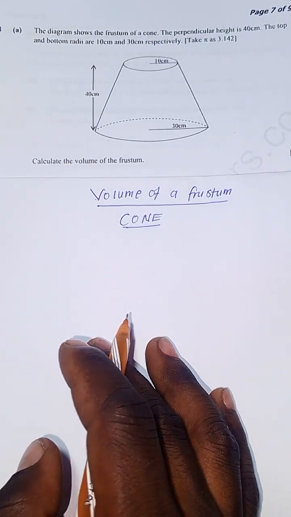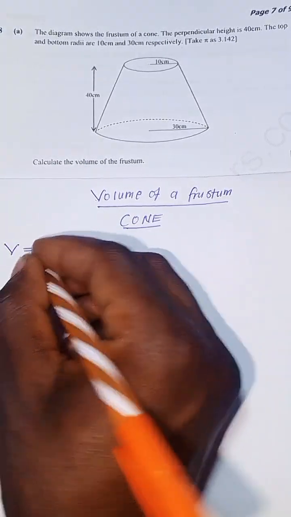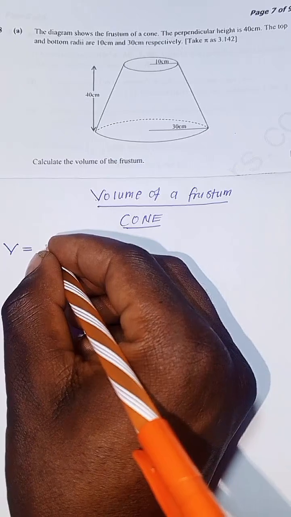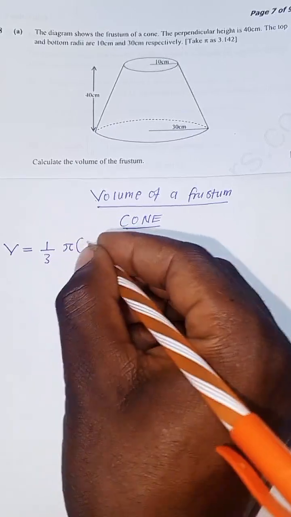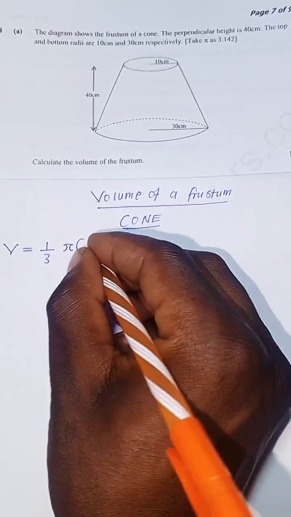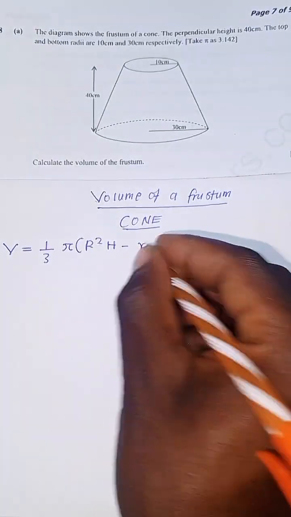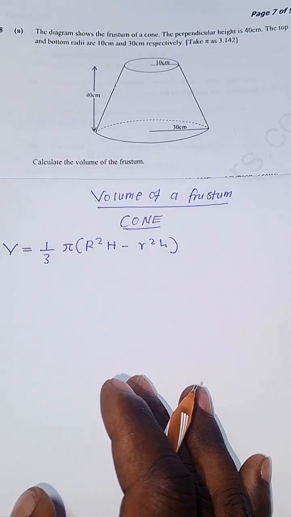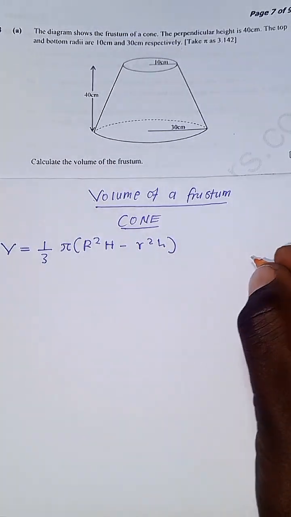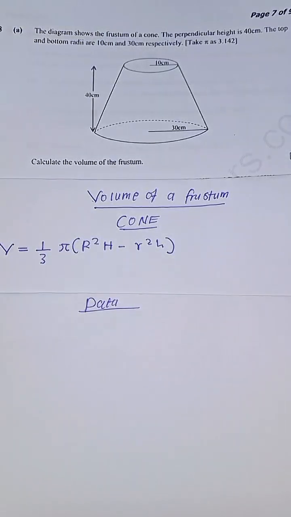So the formula is given by volume is equal to 1 over 3 pi, a simplified one. This is simply a simplified one, R squared H minus r squared h, like that. Now what you need to understand on this formula, allow me just to group the data that will help us to calculate what we need. So this is the data that we need.